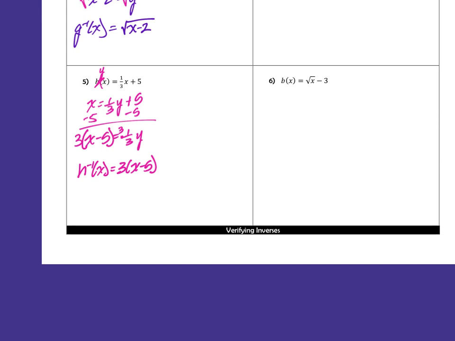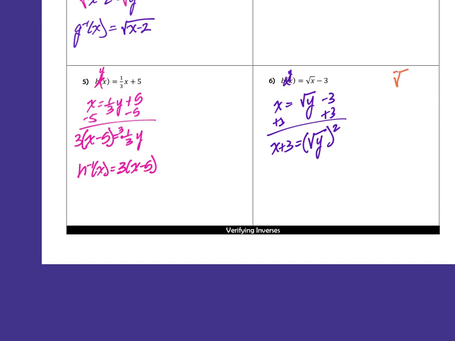Alrighty. So the number 6, same thing. I'm going to exchange my x and my y. So I've got x equals the square root of y minus 3. So add 3. So I've got x plus 3 equals the square root of y. So this is a square root. There's no little 3 in there, right? It's a square root. So how do I undo a square root? Well, you square it.